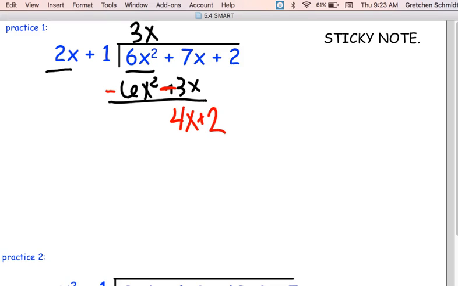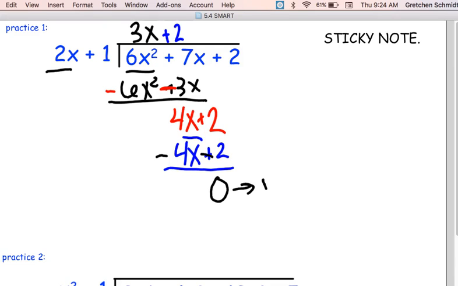Repeat the process, except for you check 2x with 4x. So how do you change a 2x into a 4x? 2. And it's a positive 2, so you have to put plus 2. Multiply it down. 2 times 2x is 4x. What's 2 times 1? 2. To show our subtraction, what happens to our signs? They flip. So 4x minus 4x, 2 minus 2, 0. That 0 right there is our remainder.